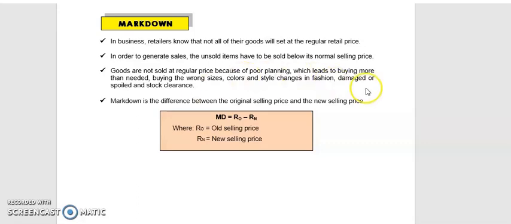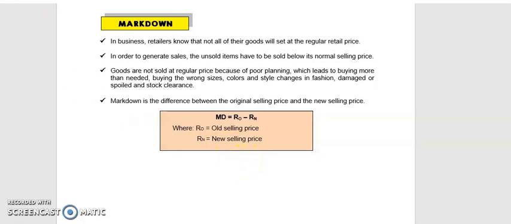Okay, look here at how to calculate markdown. So markdown is the difference between the original selling price and the new selling price. If you look at this formula, RO is the old selling price or original selling price. RN is the new selling price.